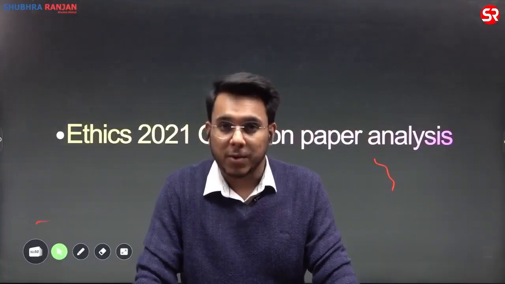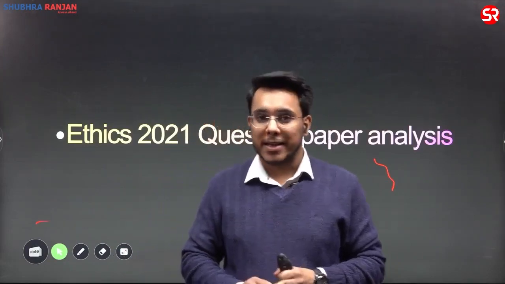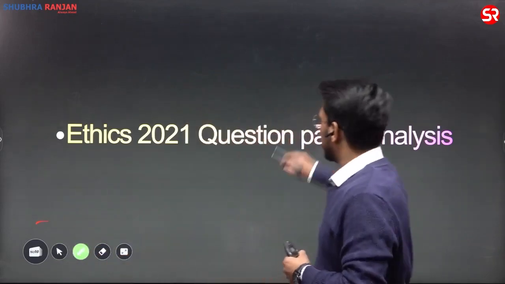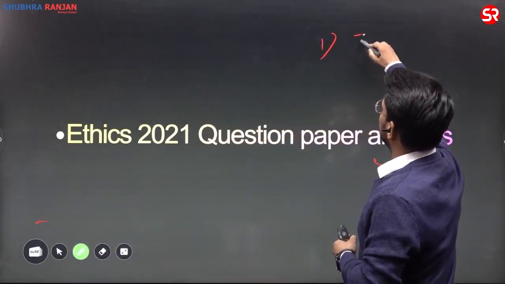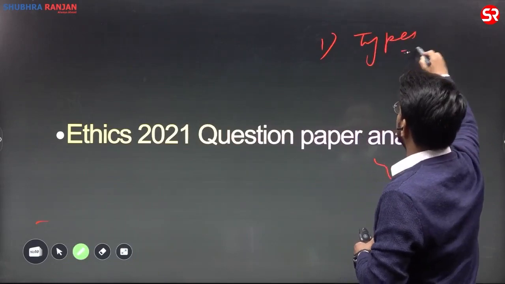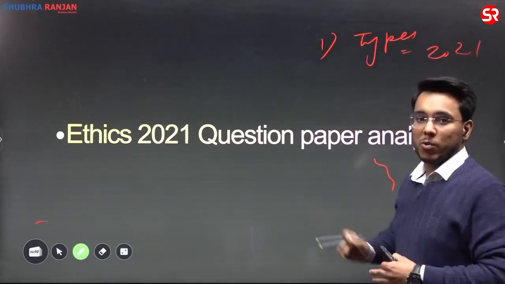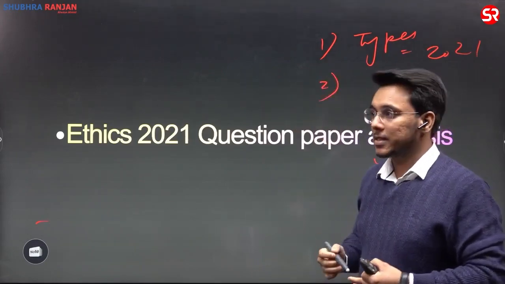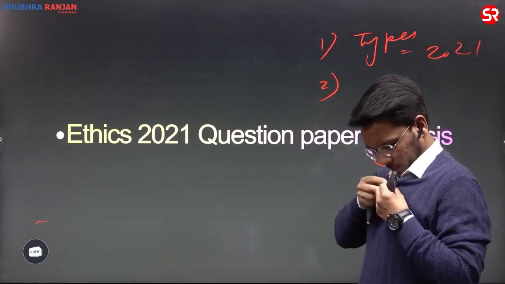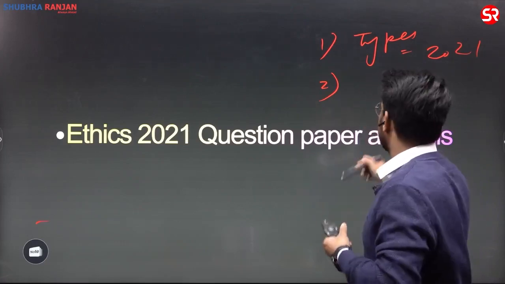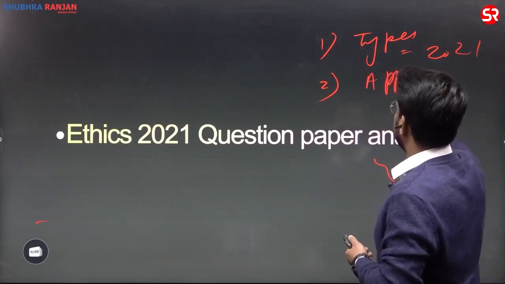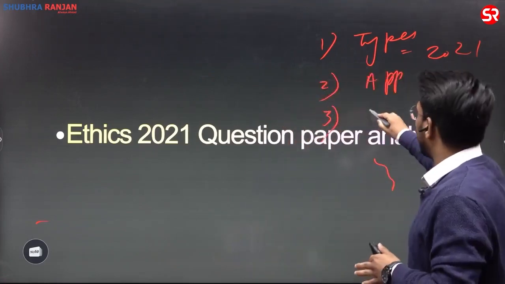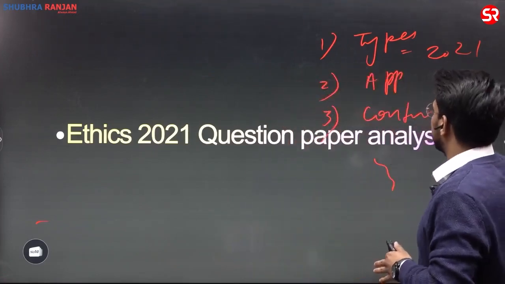Let's now formally start with it. So basically, the purpose of today's session is to show you three things mainly. First of all, in today's session, we will see the types of questions that have been asked in this year's paper, that is the 2021 paper that has been held. Secondly, we'll also try to discuss the approach that is needed. And thirdly, we will try to see what is the orientation of your content that needs to be there.